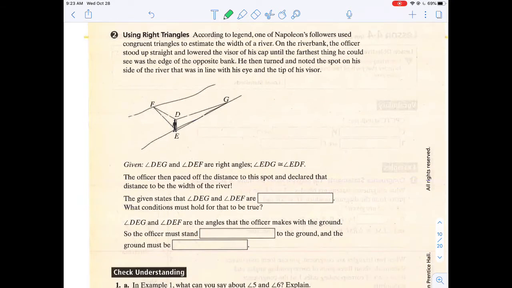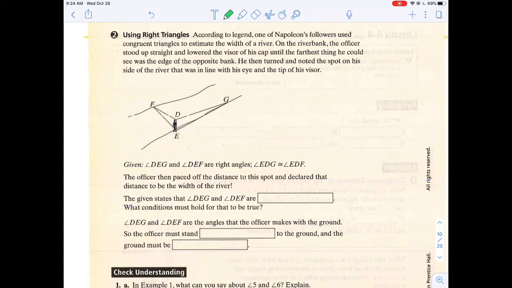Example 2, using right triangles. According to the legend, one of Napoleon's followers used congruent triangles to estimate the width of a river. On a riverbank, the officer stood up straight and lowered the visor of his cap until the farthest thing he could see was the edge of the opposite bank. Then he turned and noted the spot on his side of the river that was in line with his eye and the tip of his visor. So he looks at one side of the river, makes the height of his cap match the end of the river, then he turns his head to his side of the bank and marks that spot.